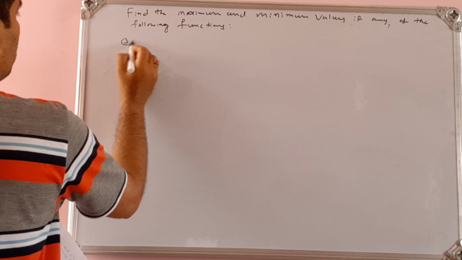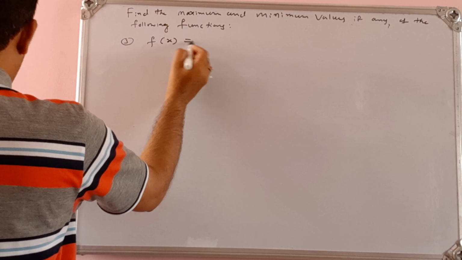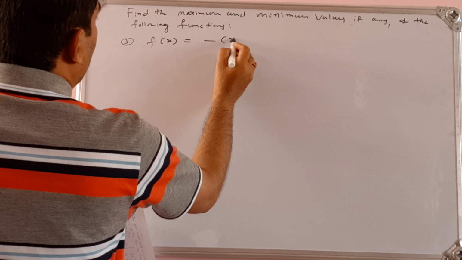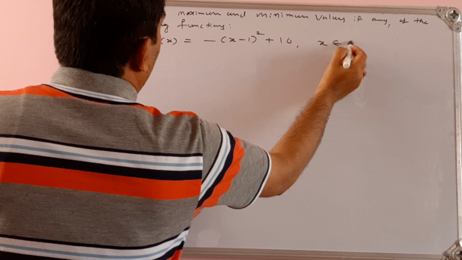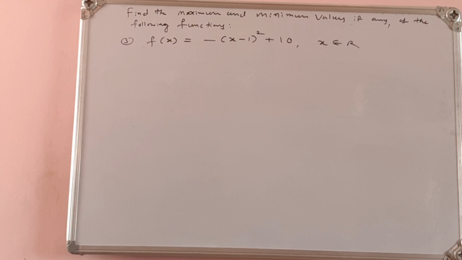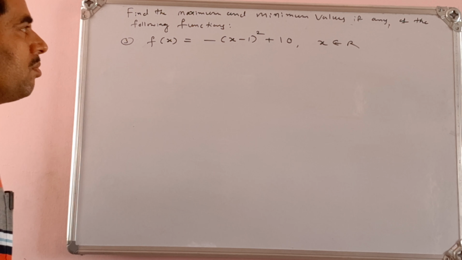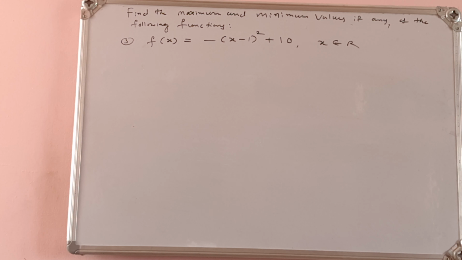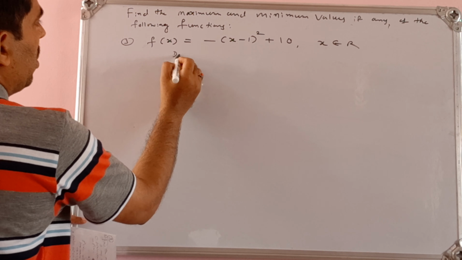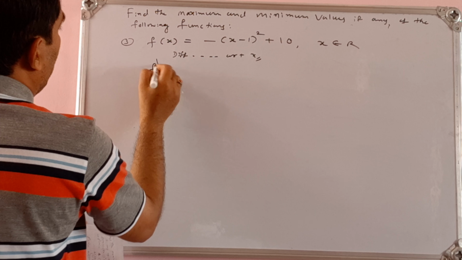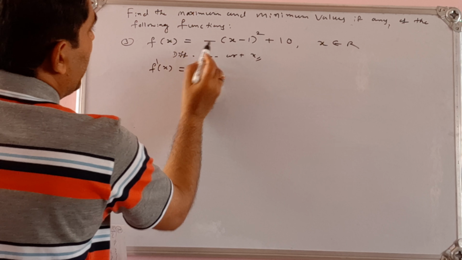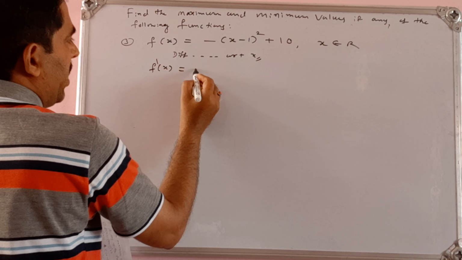Okay, third one. The given function is f of x is equal to minus of x minus 1 whole square plus 10, where x is a real number. We have to find the maximum or minimum value of this function. So once again, you differentiate this as usual with respect to x. So we'll get f dash x. See, minus is there. Once again, use the power rule.